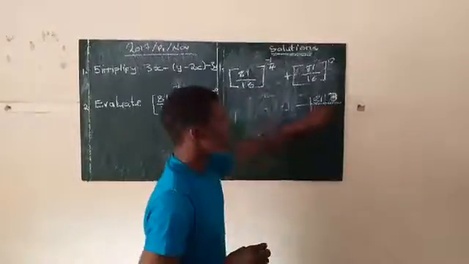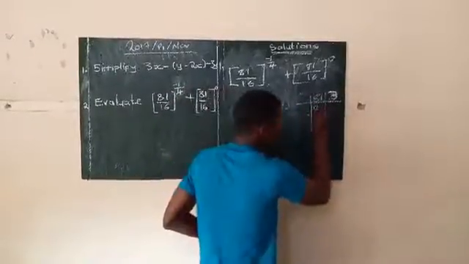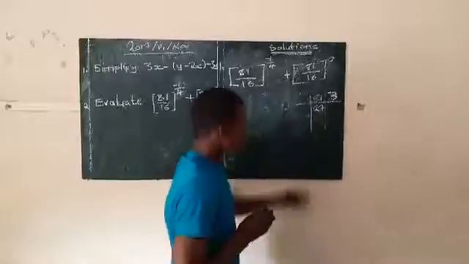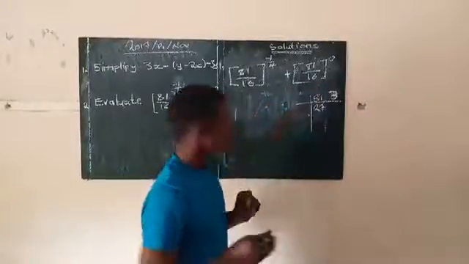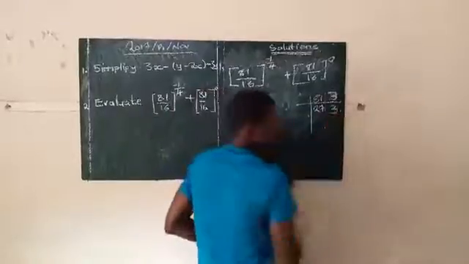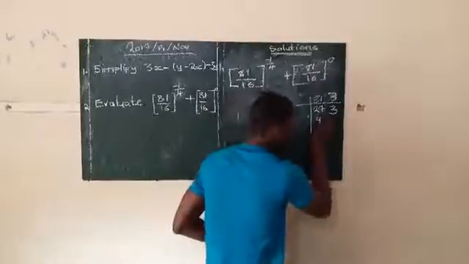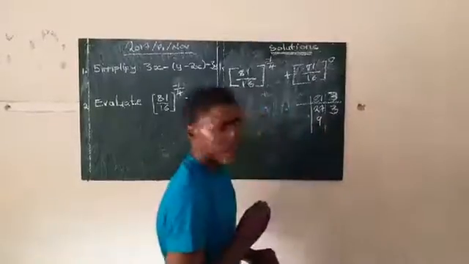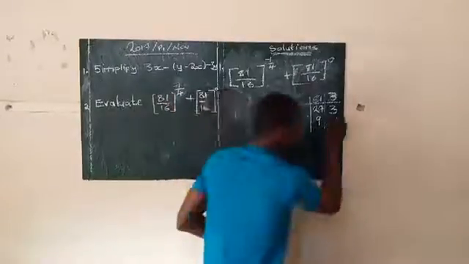Then we divide. 81 divided by 3, we will have 27. Again, this same 27 could be divided by the same number that we found at the first. So 3 again. 27 divided by 3, we will have 9. Again, this same 3 could be divided into this same 9, like that.